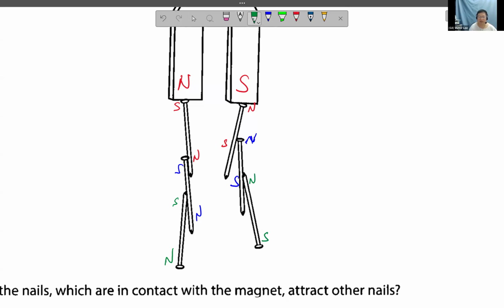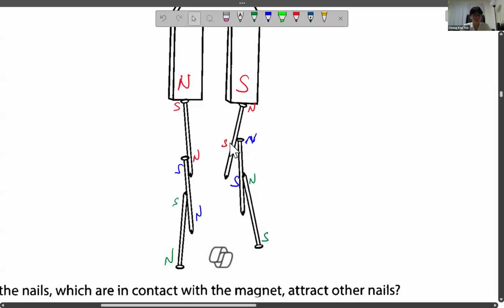Okay, wait, let me think. Yeah, correct. North attracts to south. Yeah, correct. North attracts to south is correct. Yeah, so that's how it looks like.